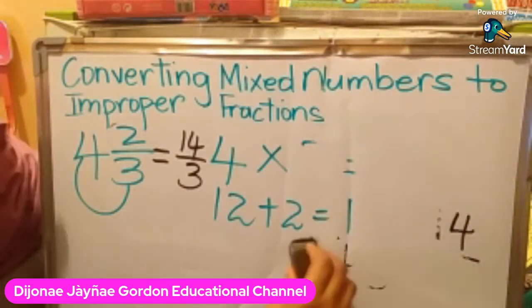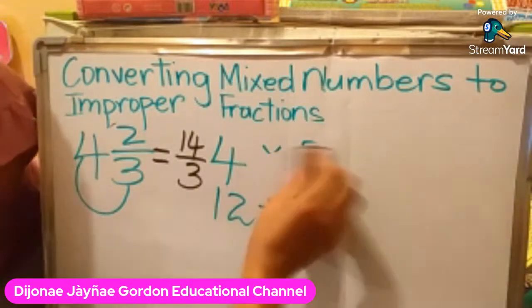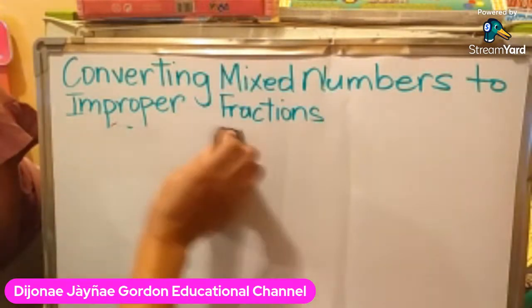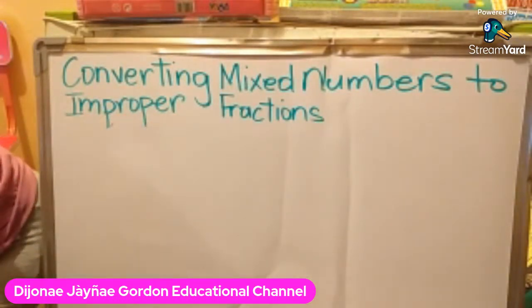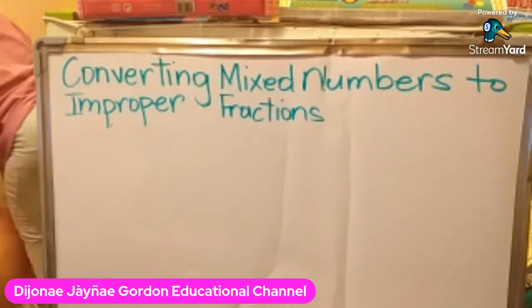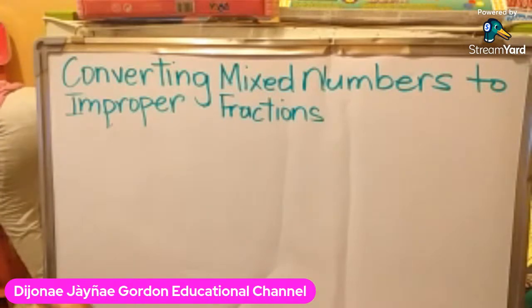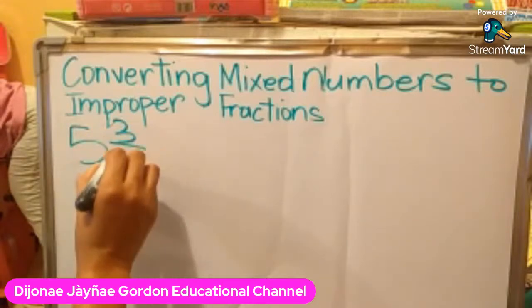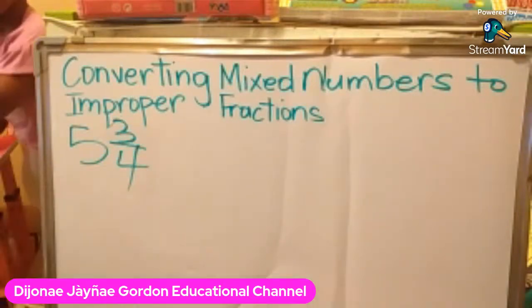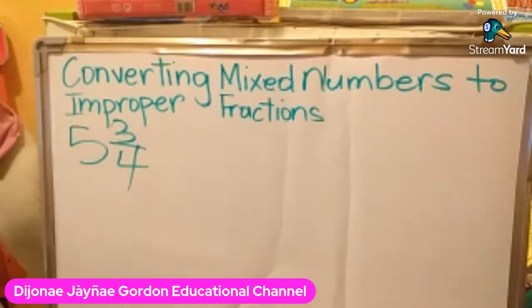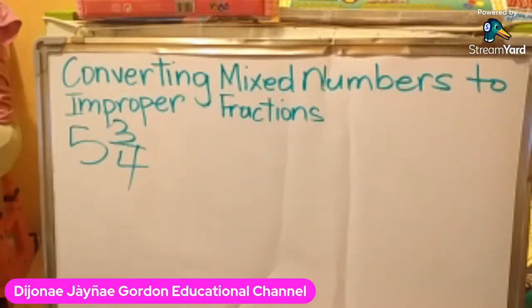I am going to put a next one on the board. Remember, what we're doing here is that we are changing from a mixed number to an improper fraction. So the next one we have is 5 and 3 over 4. So we are changing 5 and 3 over 4 to an improper fraction.